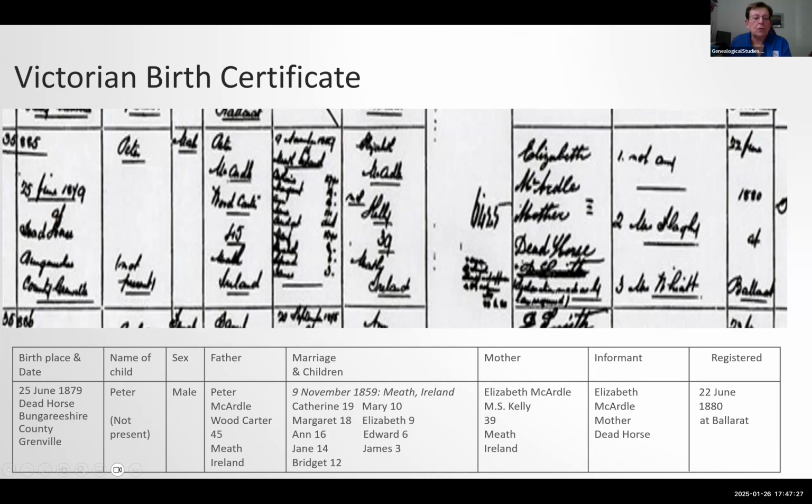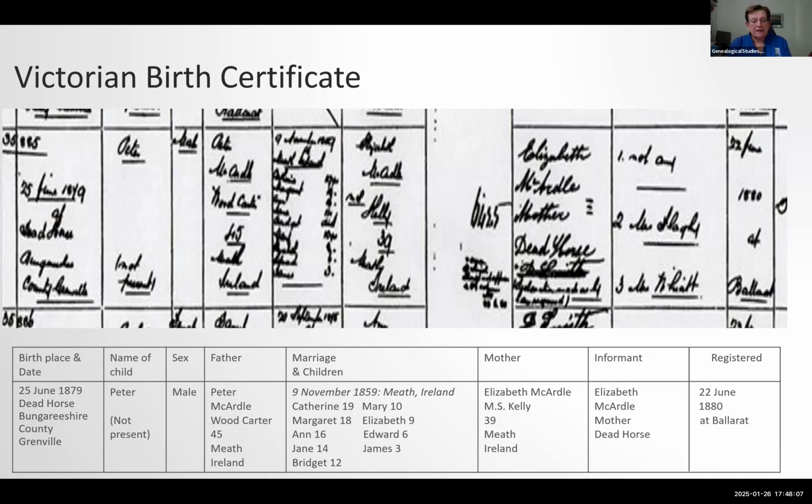And he was born on the 25th of June, 1879, in a place called Dead Horse, which I think is absolutely fantastic. Dead Horse, Bungaree Shire, in the county of Grenville, in Victoria. Dead Horse was one of the gold mining areas.